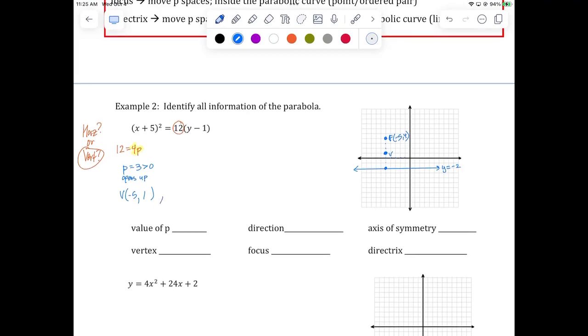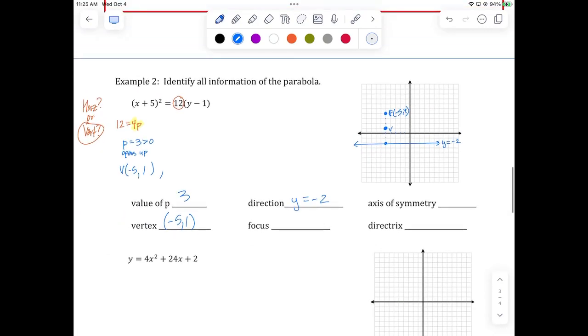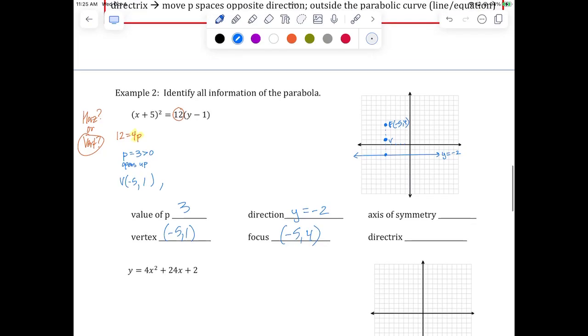So let's go ahead and write. The value of p is 3. The vertex is at (−5, 1). The directrix is at y = −2. The focus, we can actually just count the dots. Left 5, up 4. Or you can actually add it to the 1 there, but it's easy just to count. It's (−5, 4).